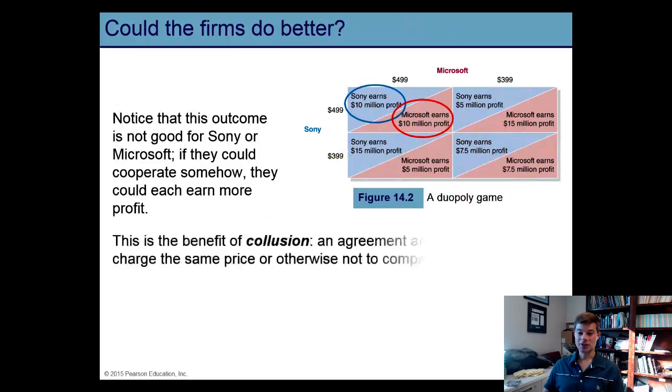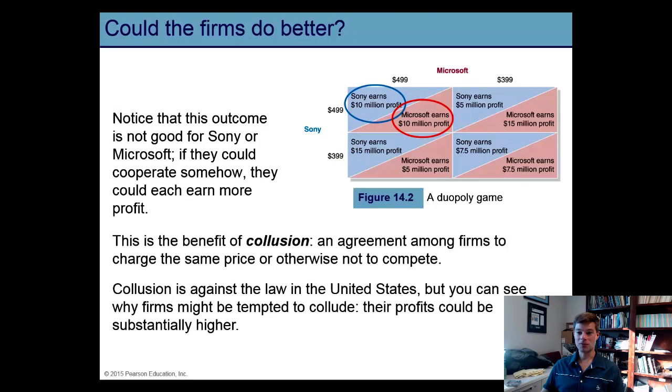You'll notice that the lower right-hand corner has both firms charging a relatively low price, and it corresponds to profits for each firm of 7.5 million. That's the Nash equilibrium, and yet both firms could be made better off if they were to choose a higher price of $499. With a price of $499, both firms earn 10 million in profits. So the Nash equilibrium is not the outcome with the highest combined profits.